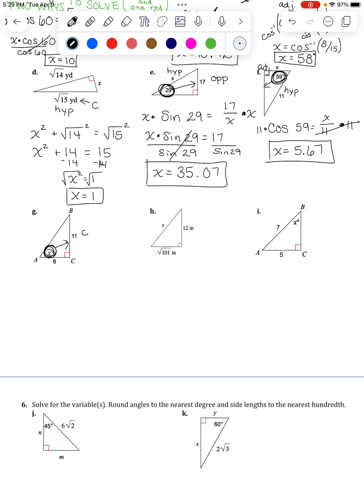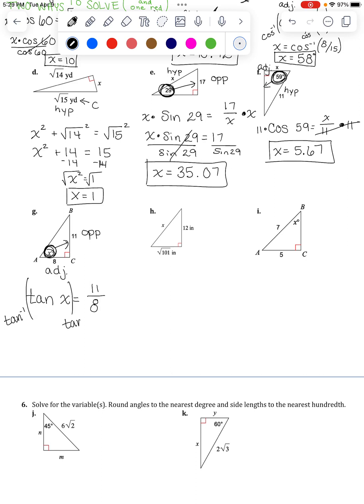Question G is mixing sides and angles again. There's my angle of reference. That's the opposite. That is the adjacent. The hypotenuse is unlabeled, therefore not helpful. Opposite and adjacent is tangent of the angle equals that opposite divided by the adjacent, for SOHCAHTOA.